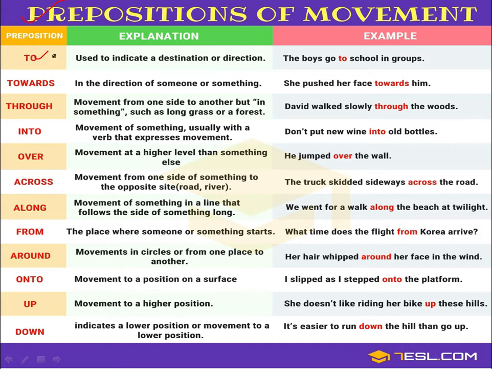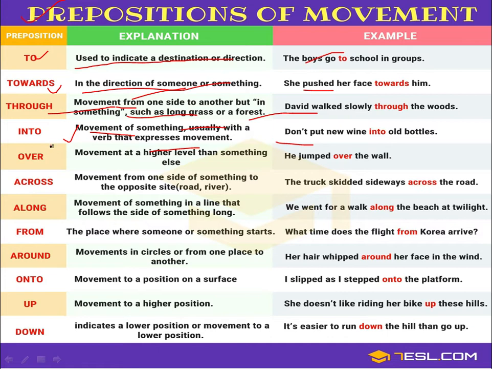Second, to is used to indicate our destination or directions. The boys go to school in groups. Towards means in the direction of someone or something. She pushed her face towards him. Through means movement from one side to another, but in something such as long grass or forest. David walked slowly through the woods. Into means inside, movement of something used with a verb that expresses movement. Don't put new wine into old bottles.